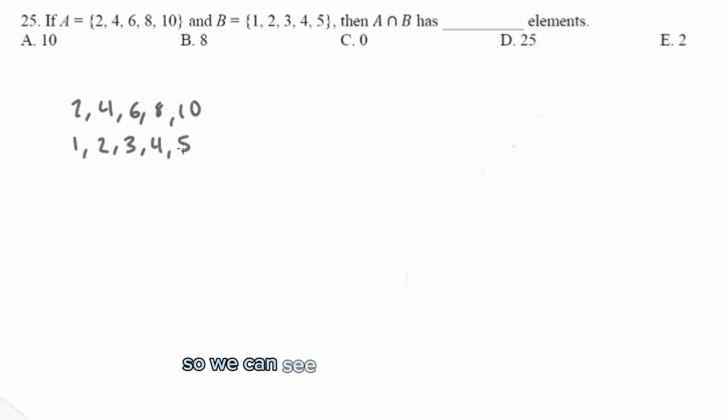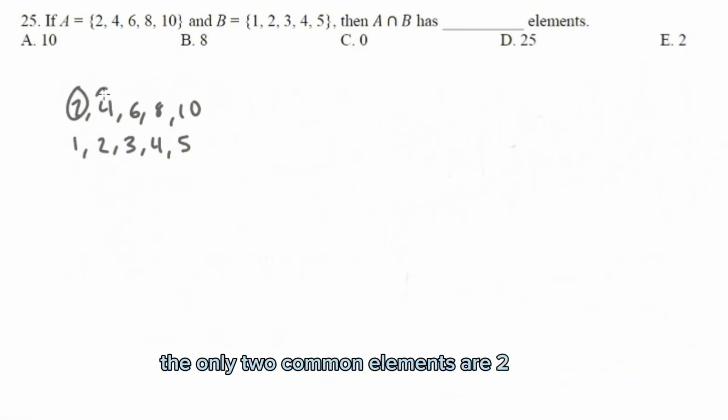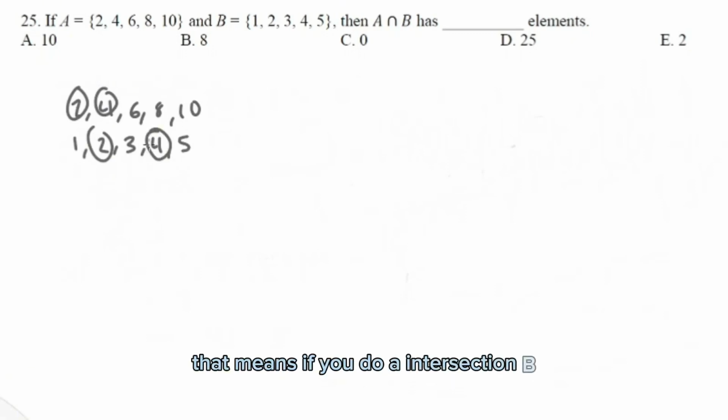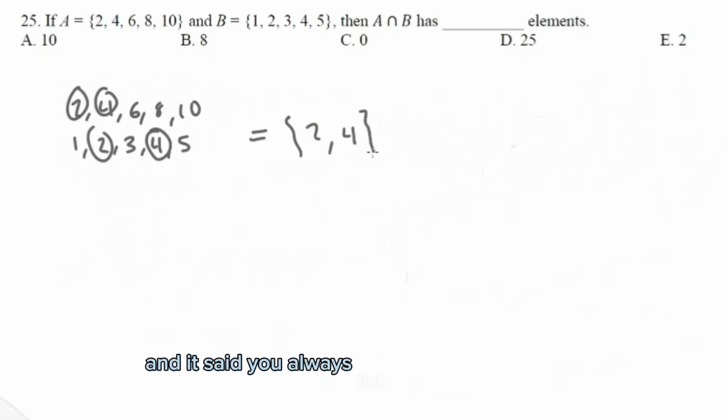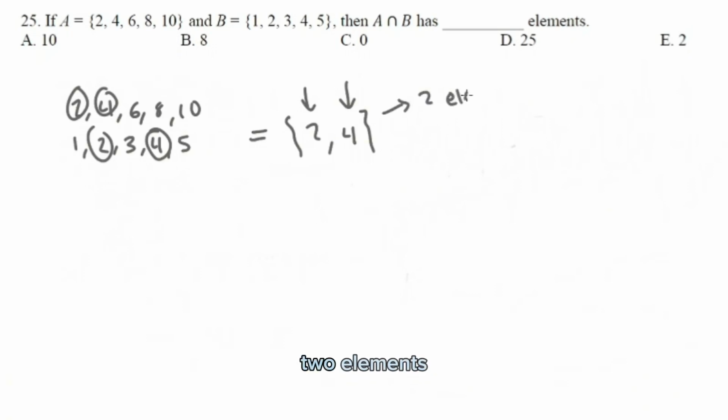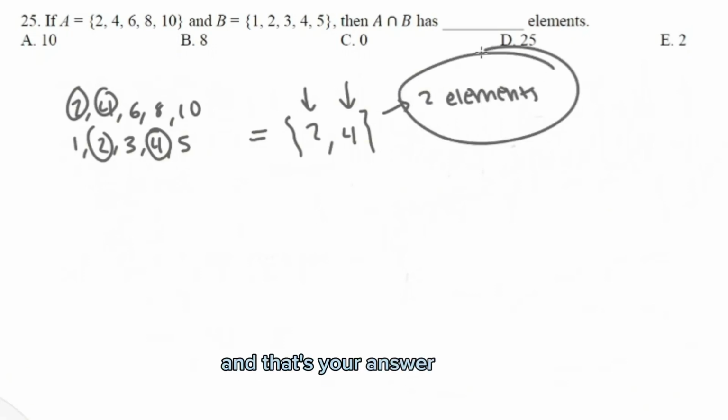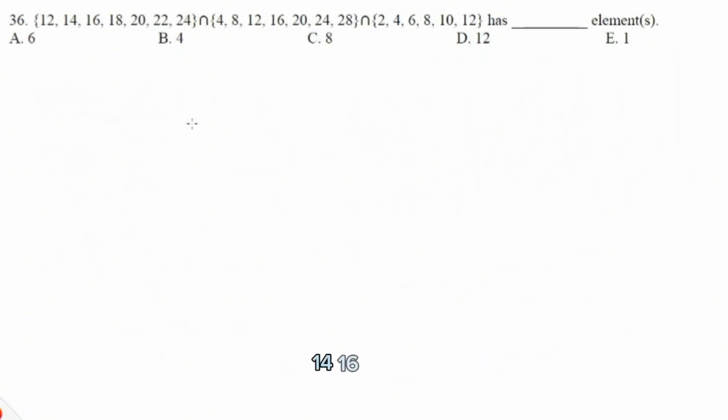Alright, so we can see between these two sets, the only two common elements are 2 and 4 because they appear in both sets. That means if you do A intersection B, you're going to get a set that looks like 2, 4. And in a set, you always list from least to greatest. So 2, 4. That is the set. Now we need to figure out how many elements there are. Well, since there are two numbers, there are 2 elements. And that's your answer.